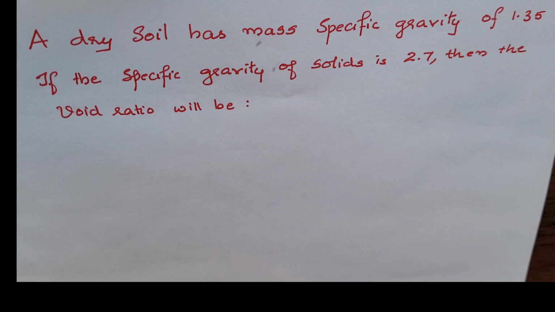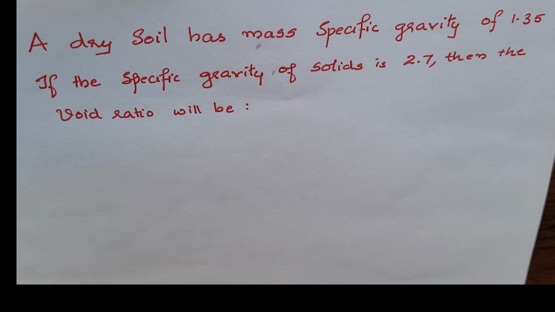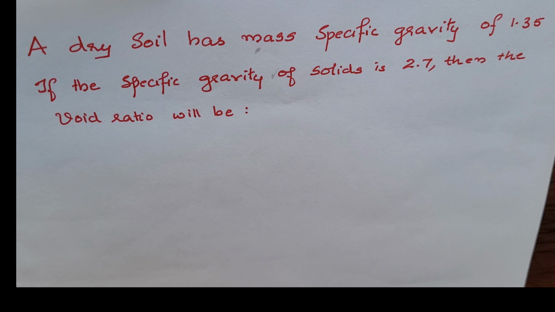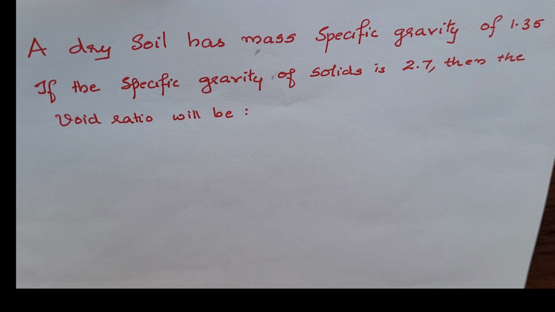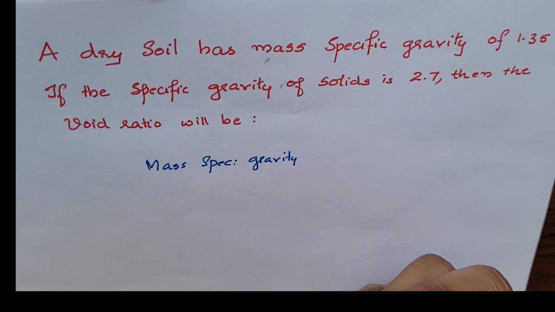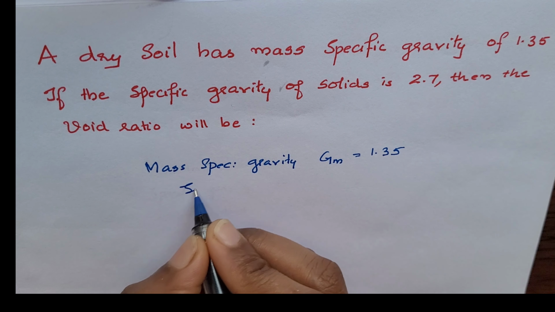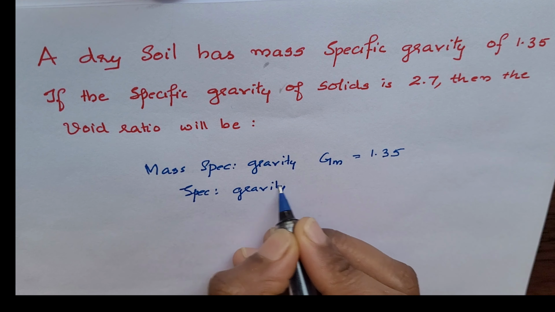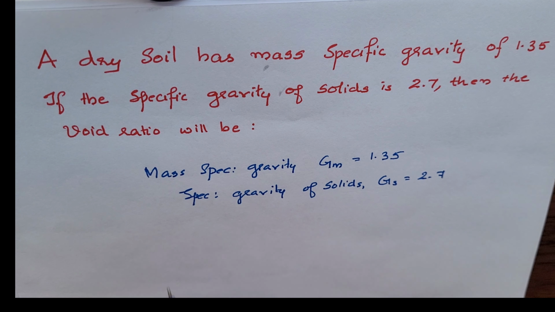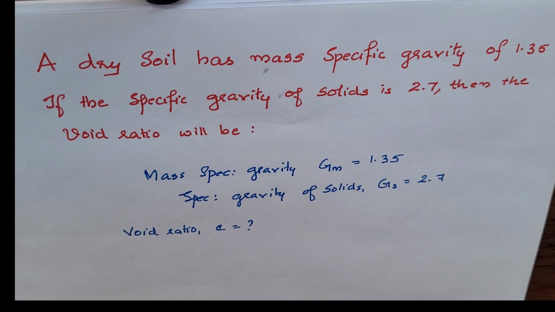Next question: a dry soil has mass specific gravity of 1.35. If the specific gravity of solids is 2.7, then the void ratio will be. In this question, mass specific gravity and specific gravity of solids are given and we have to find out void ratio. So first of all, mass specific gravity is denoted by Gm. Gm is given as 1.35 and specific gravity of solids, denoted by Gs, is 2.7. So we have to find out void ratio, generally denoted by e.